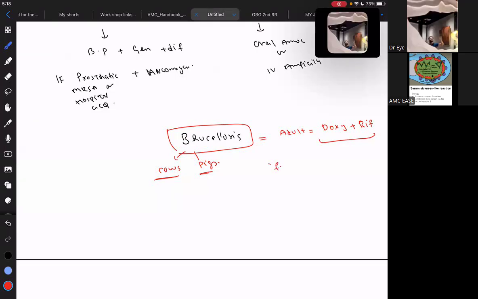If it's a child, you have to go for cotrimoxazole plus rifampicin.